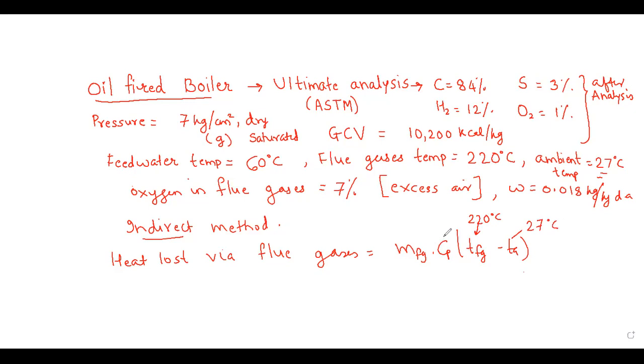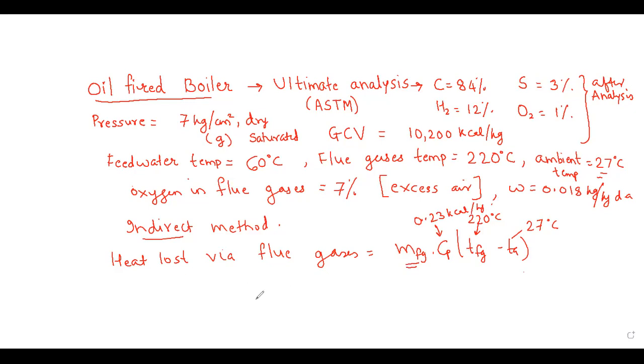Then you can assume this value as, let us say, 1.005 kilojoules per kg Kelvin, or in MKS unit you can take it in kilocalories per kg as, let us say, 0.25. Okay, so I'll take it as 0.25 for the flue gases, or to be more exact, I'm substituting it as 0.23 kilocalories per kg. Okay. So now we need to find mass of flue gas.